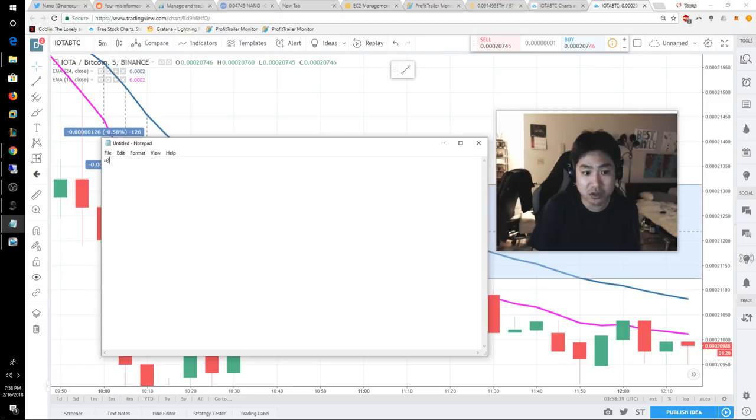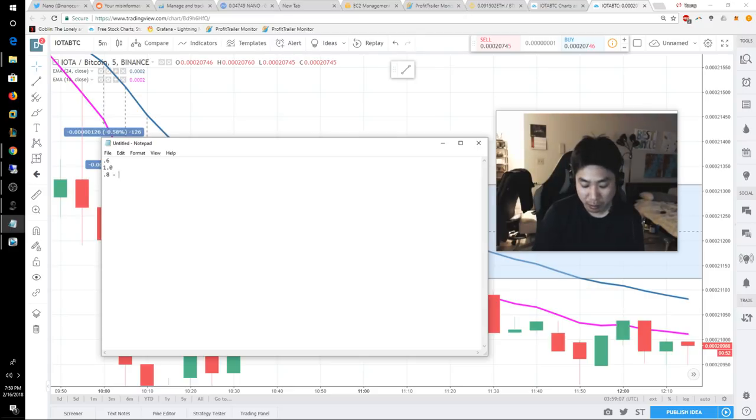Bot starts trailing at 0. Let's just make it simple. The difference between the two lines, even though it's negative, has to be 0.6, all right? It needs to at least, so it went all the way up to 1%, the difference between the two lines. And then it went back down to 0.8.